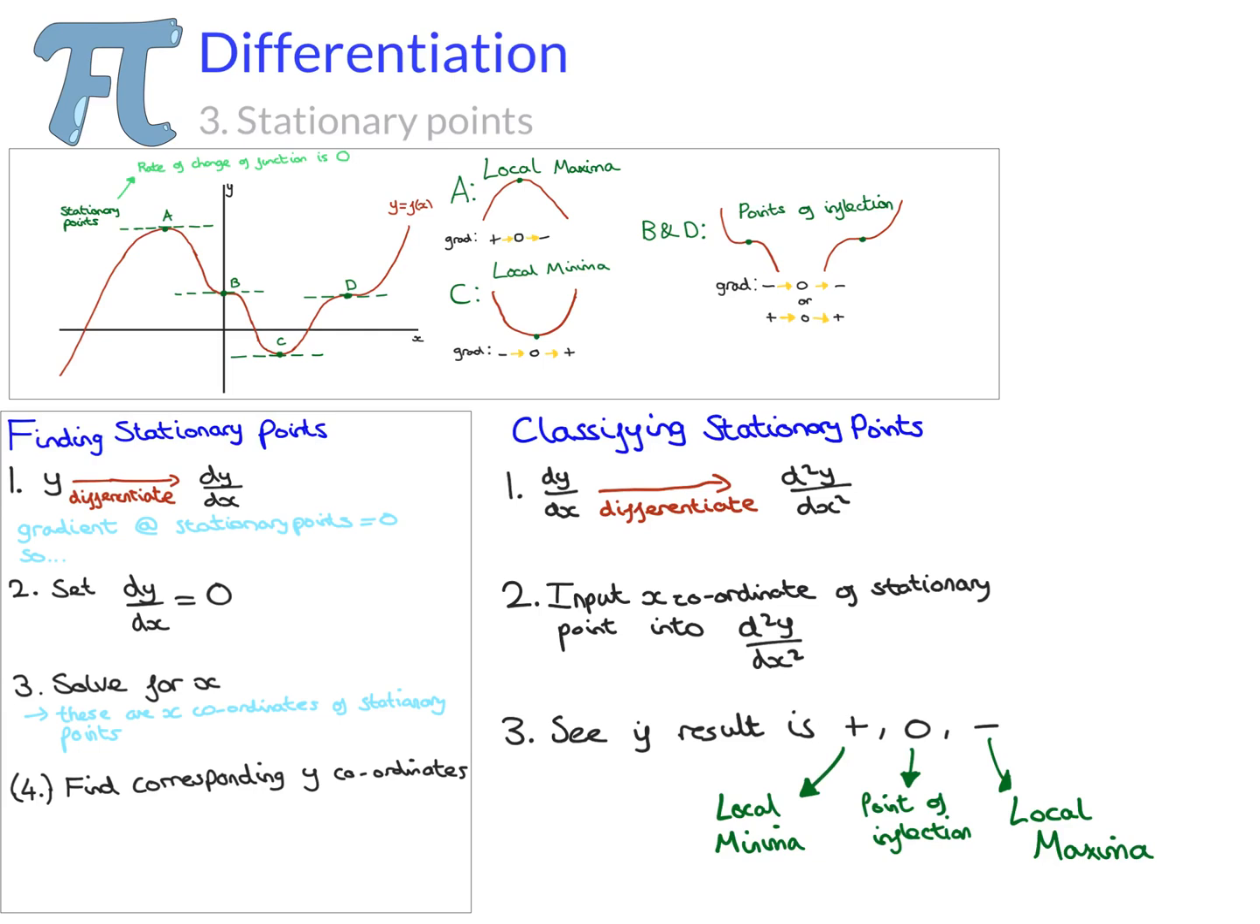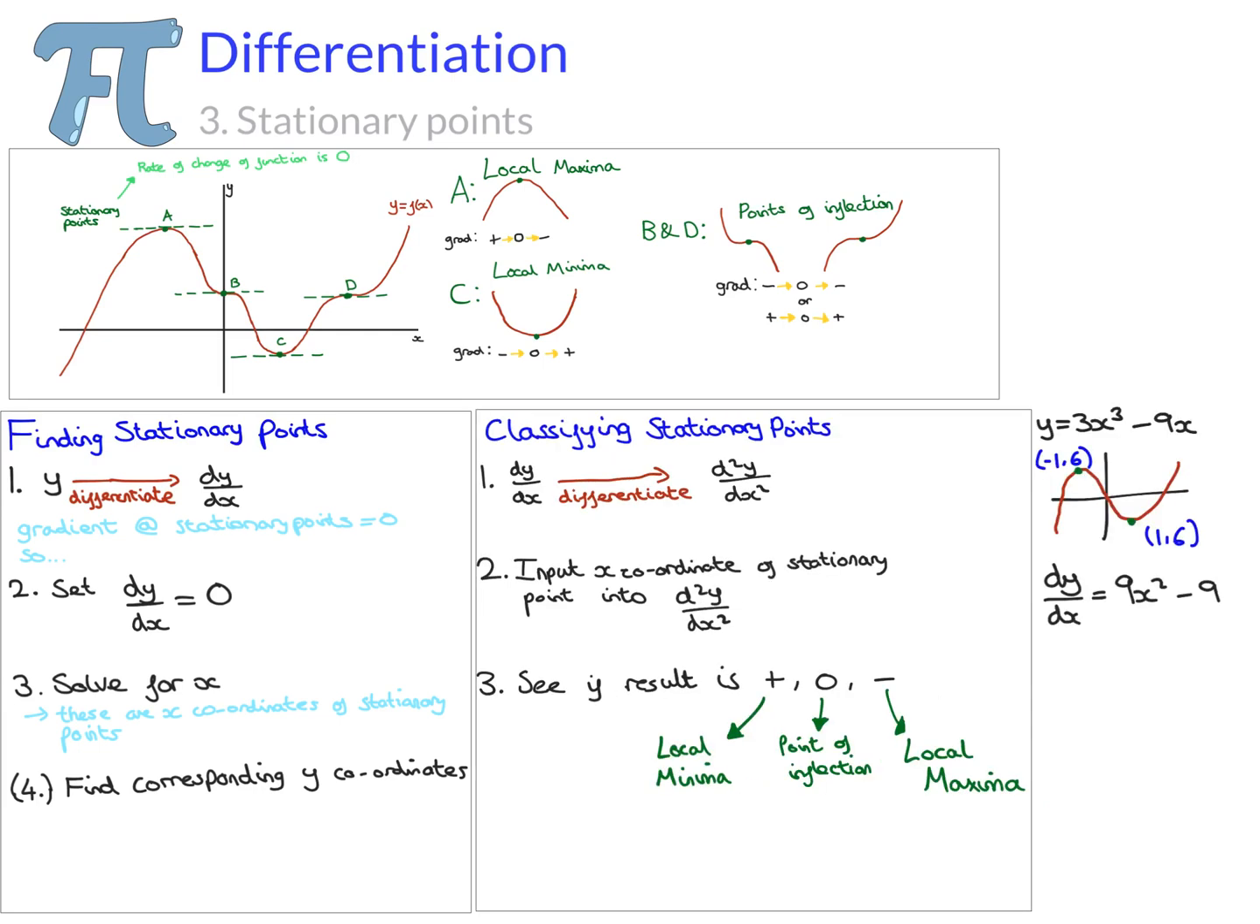We have seen that at maximum points, the gradient goes from positive to 0 to negative, and so the gradient is clearly decreasing at these points, hence the negative d2y/dx squared. Likewise, at local minima, the gradient is increasing from negative to 0 to positive. Points of inflection are interesting because not only is the gradient 0, but so is the rate of change of the gradient.